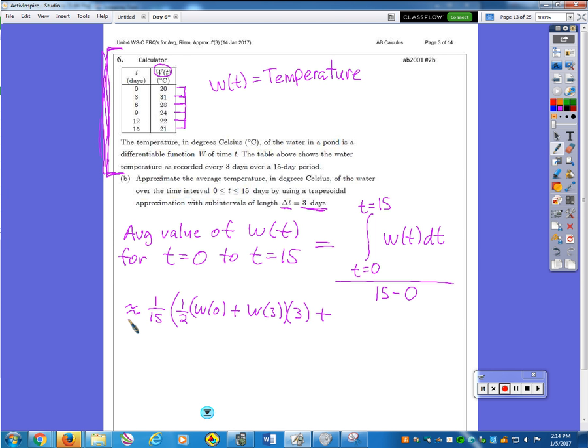Does anyone have a question about the 1 over 15? No worries. All I did was say, I'm supposed to find the value of the integral, and then I'm supposed to divide by 15. But dividing by 15 is the same as multiplying by 1 over 15. So I'm just going to take 1 over 15 and go find the integral.